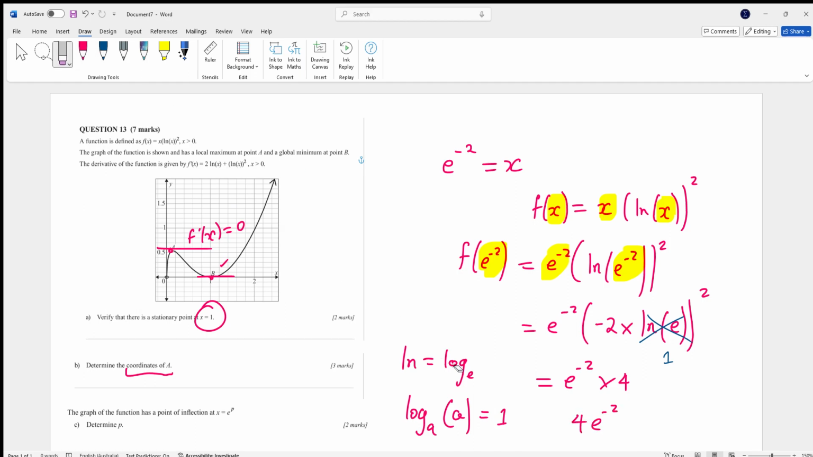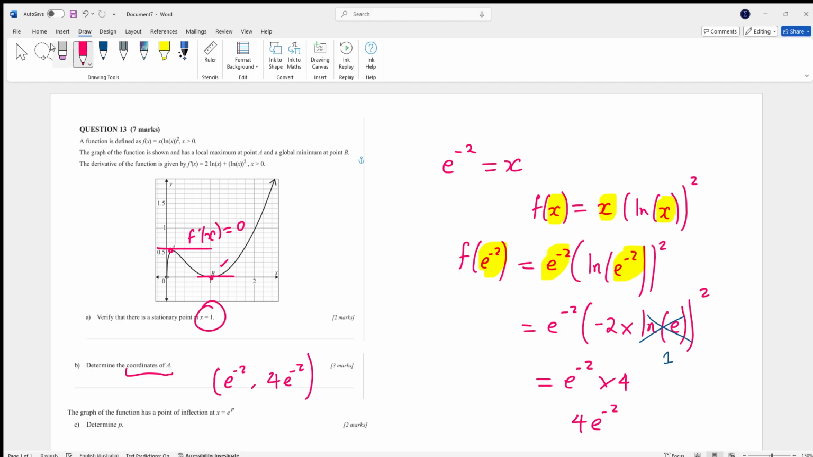So that is your y value, which means the coordinate of a would be, now, the image I've put here, there are a lot more lines of working as well. I've just cropped it so I can fit it on the Word doc. But what you would put here is coordinate a is e to the negative 2, comma, 4e to the negative 2.